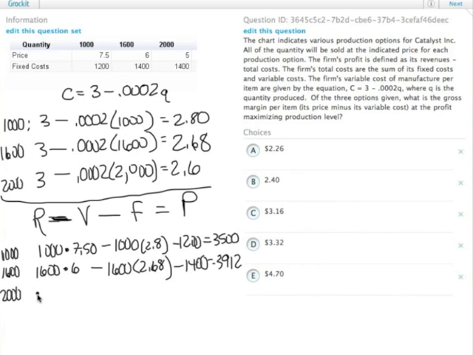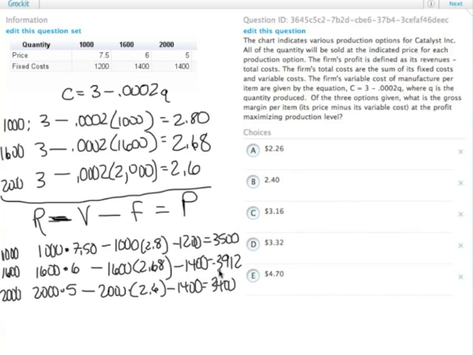2,000, that's 2,000 times the 5, which we get from the chart, minus the variable cost, 2,000 times the 2.6 rate, minus the fixed costs, that equals 3,400. Clearly the one that gets us the most profit is the 1,600 method.